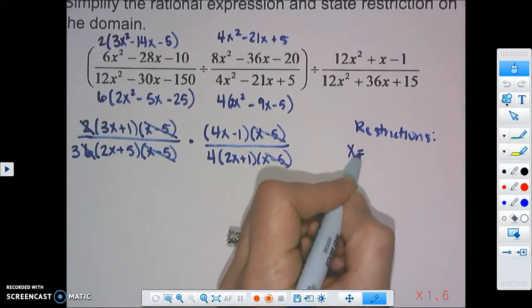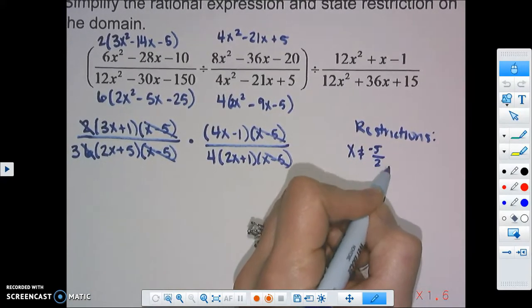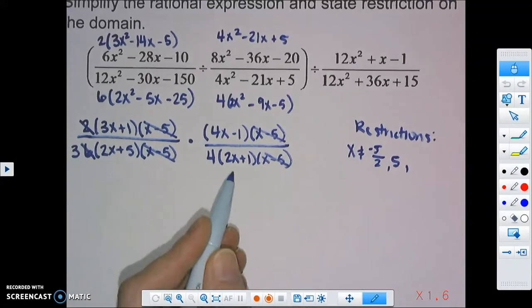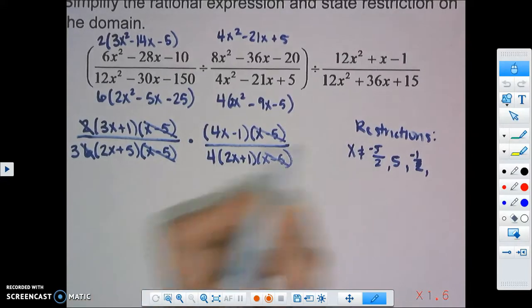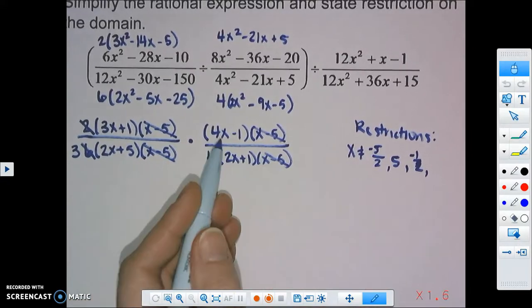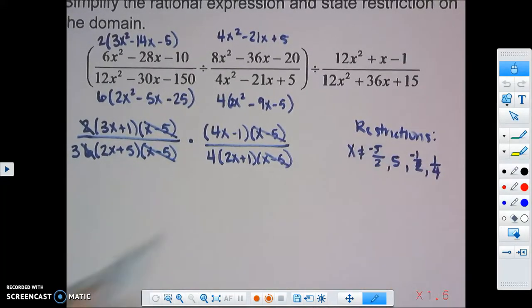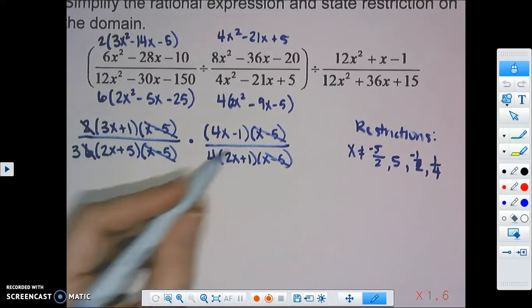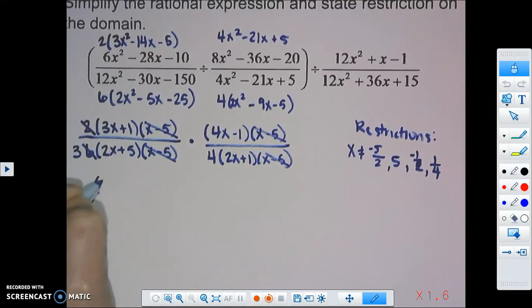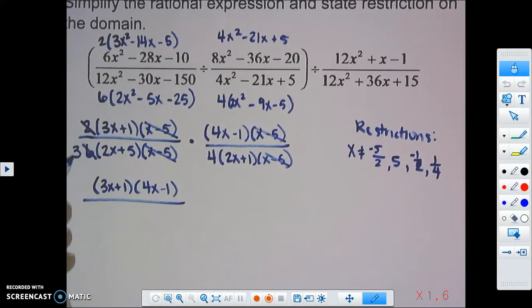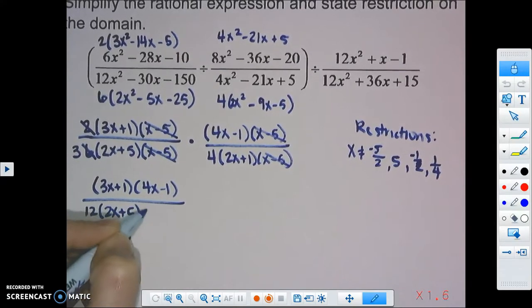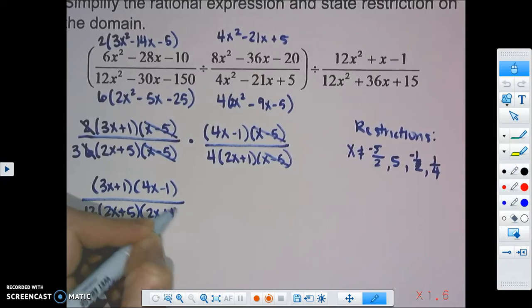So we have x can't equal -5/2, +5, -1/2, +5 we already have, and +1/4 for restrictions so far. We're going to keep all of this the same in a fraction together. So we have 3x plus 1, 4x minus 1, over 3 times 4 gives us 12. And then we have the 2x plus 5 and 2x plus 1.